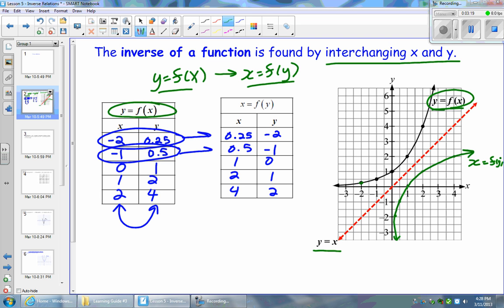This point right here is reflected and goes right here. I'll use a different color to show this. Negative 1, comma 0.5 becomes this point right here. So notice how they're all being reflected in the line y is equal to x. Kind of cool, hey? That's actually going to be the relationship with every single graph and its inverse. It's going to be a reflection in this line y is equal to x.